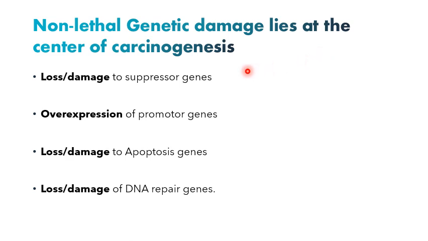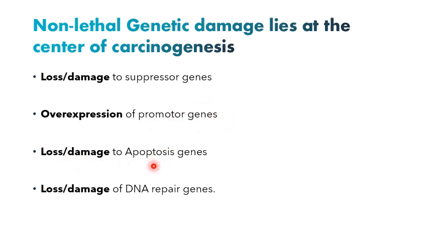There is some non-lethal genetic damage that lies at the center of carcinogenesis. It could be loss or damage to suppressor genes, as we said. It could be overexpression of some promoter genes. The promoter genes, as we know, are the genes that give the start or the ignition for some processes. So as long as you have overexpression of these genes, you will have more division rate.